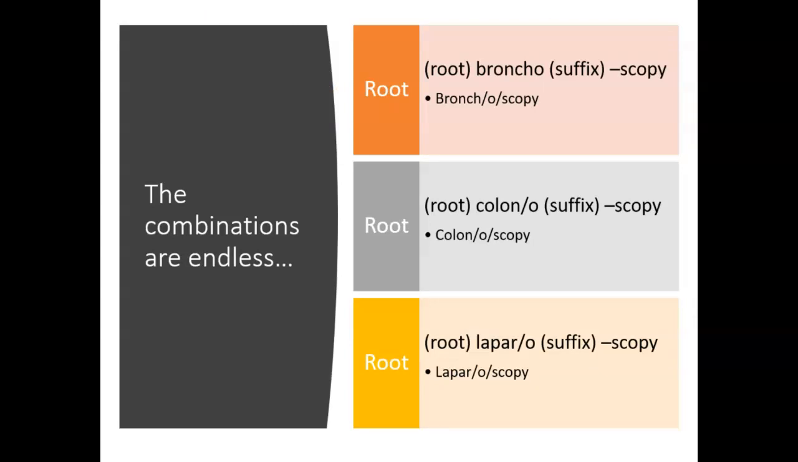We can take the suffix scopy. We can have broncho for bronchoscopy, colono, colonoscopy, laparo for laparoscopy. Remember, scopy is the process of visualizing. So a bronchoscopy, they're visualizing the bronchus, or the inside of the lungs. A colonoscopy is the process of visualizing the colon. A laparoscopy is a visualization of the abdomen.